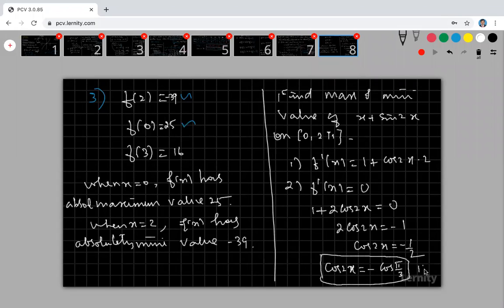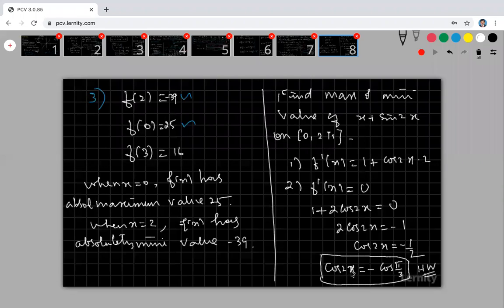This is a homework for you. Solve this and you will get some x values. Which x values belong to this interval? Apply those values in your f of x and apply the endpoints of this interval also. So you will get some maximum value, some minimum value. Select which is maximum, which is minimum, and write it. This is a homework for you.